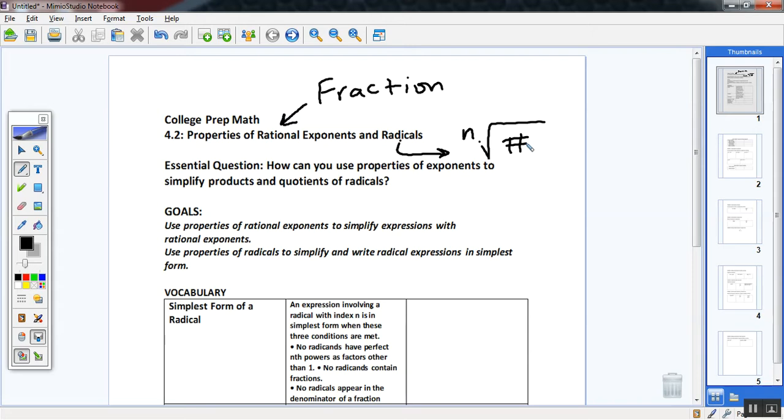All right, how about a volunteer to read our essential question? What are we trying to answer here today? How can you use properties of exponents to simplify products and quotients of radicals? So we're going to use properties of exponents to simplify products. Products meaning what? Multiplying. And quotients meaning? Division. We're going to see what it looks like to take radicals, these things right up here, multiply them and divide them, and use properties of exponents to simplify that stuff. That's what we're trying to answer.